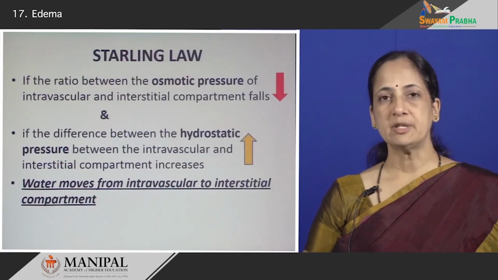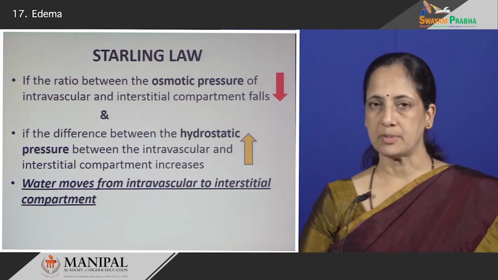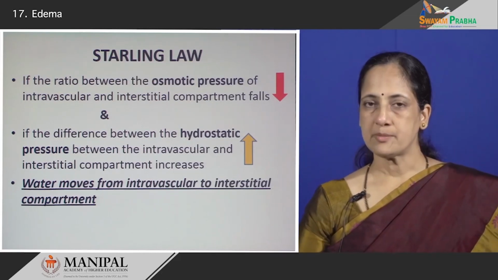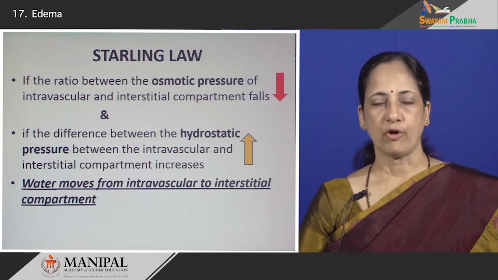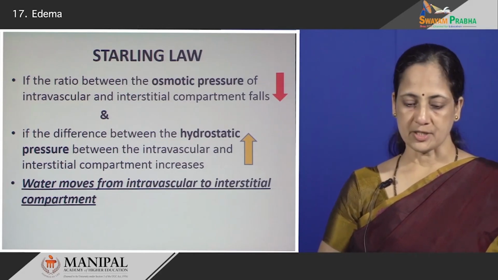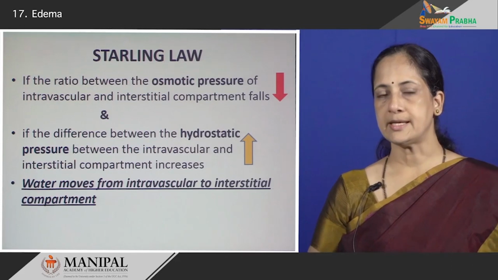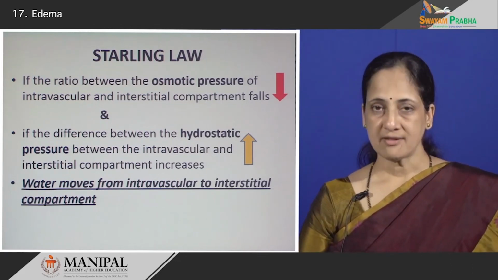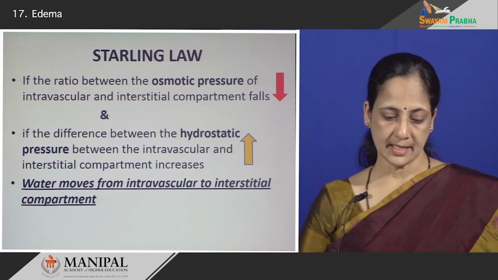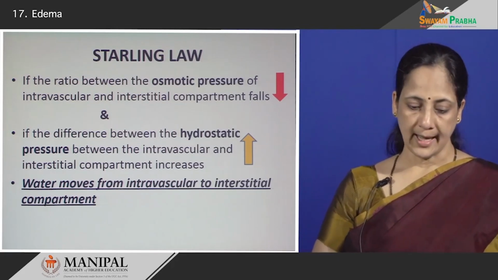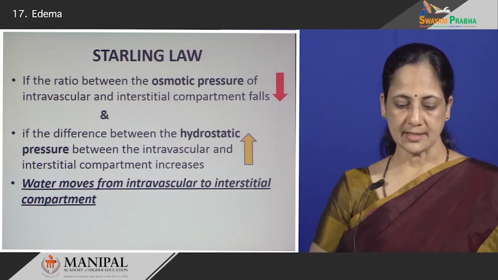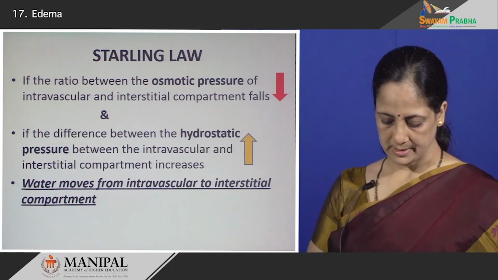Now, when it comes to the movement of fluids into and out of the vascular compartment and into the interstitial compartment, these forces, that is the hydrostatic pressure and the colloid osmotic pressure, follow Starling's law. If the ratio of the osmotic pressure of the intravascular to the interstitial compartment falls, or if the difference between the hydrostatic pressure between the intravascular and the interstitial compartment increases, then water moves from the intravascular into the interstitial compartment.